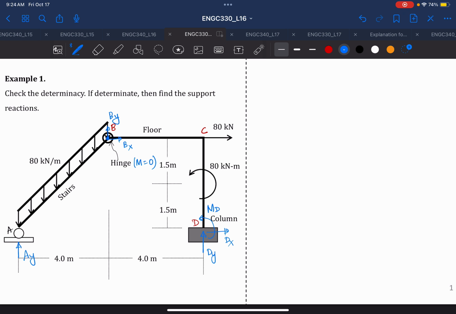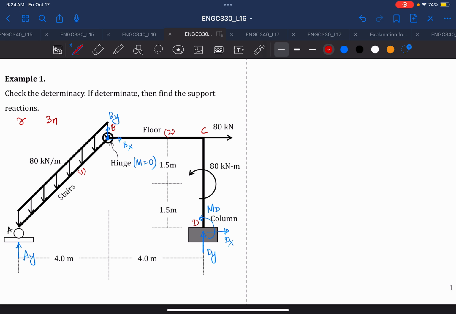Because this is an internal hinge, we can break the structure at the internal hinge and count AB as one member and BCD as one member. What does that mean? This will be considered as the first member and this will be considered as the second member. Now we can use the equation to check the determinacy, which is r equals 3n.